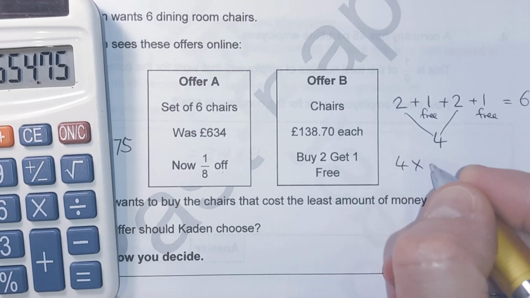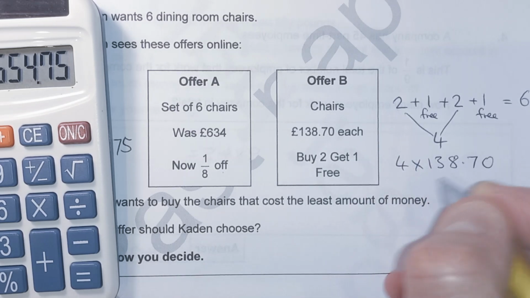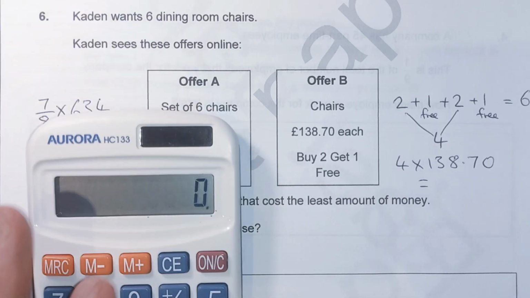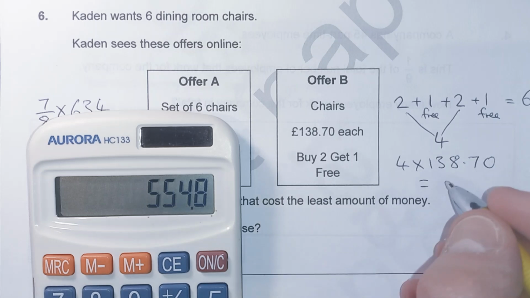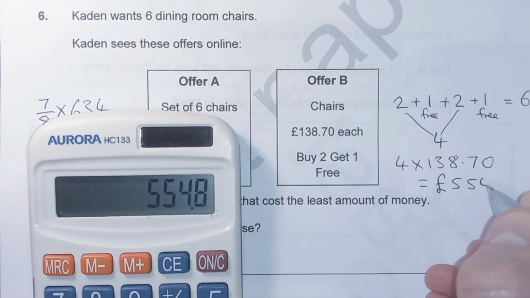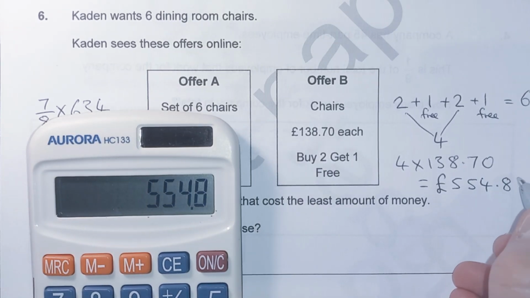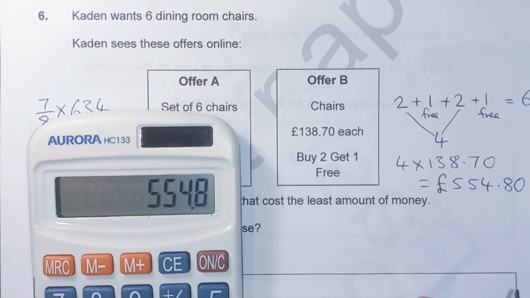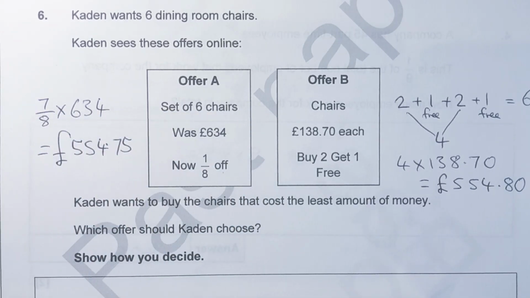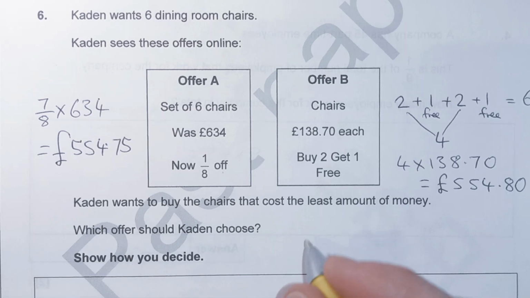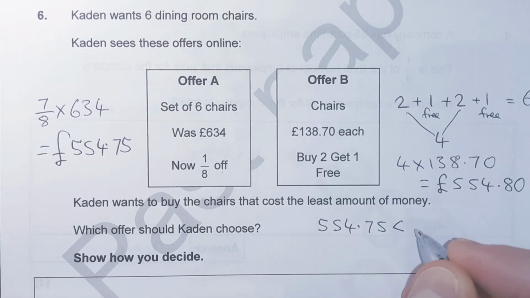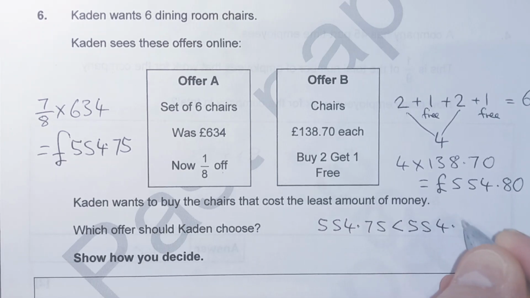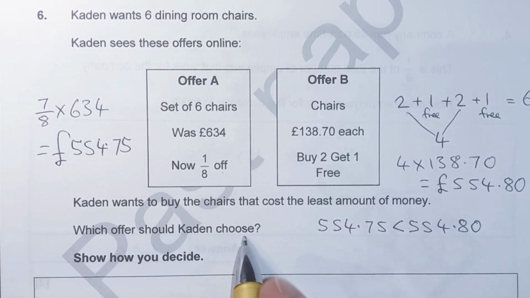So we want 4 times £138.70, which gives us £554.80, because it's money, it's going to be 80p. Caden wants to buy the chairs that cost the least amount of money. Well, £554.75 is less than £554.80, so Caden should choose offer A.